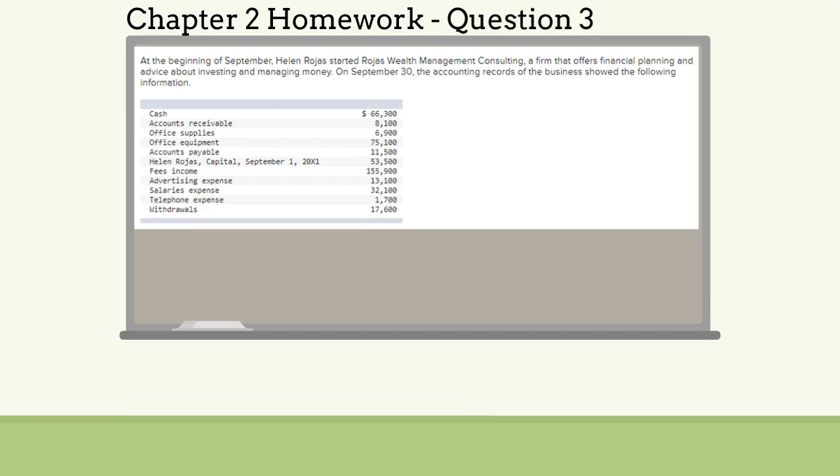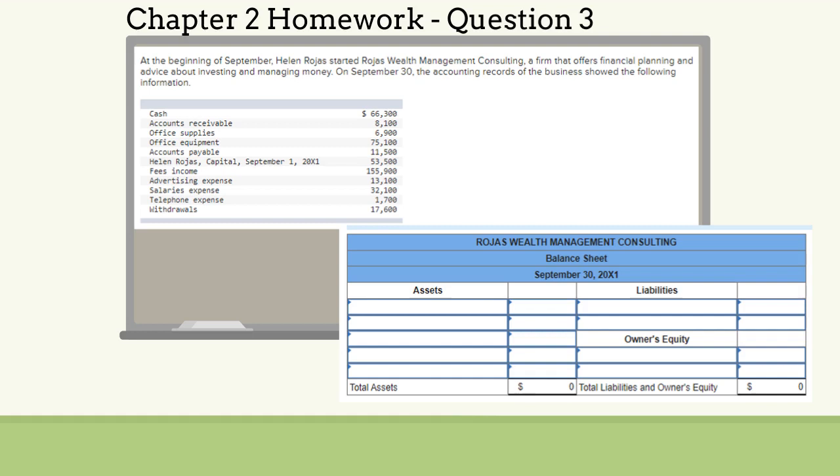Now we're ready to prepare the balance sheet. Take a look at the listing of accounts again. Which accounts belong on the balance sheet? Which ones are assets, things that the company owns, and which ones are liabilities, things that the company owes? Don't forget to enter the ending capital balance that you calculated in the prior step. Please remember to use the Check My Work feature on the McGraw-Hill site, and remember that your accounting equation still holds true. Assets equals liabilities plus owner's equity.